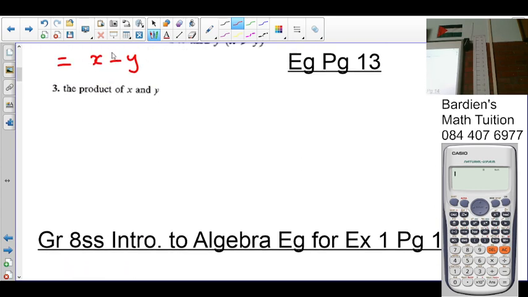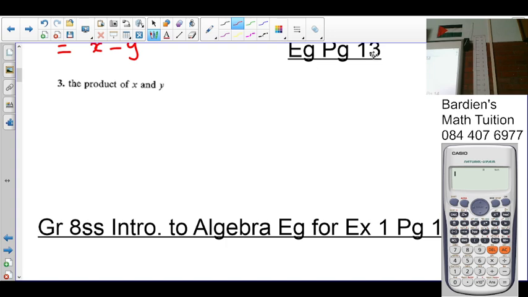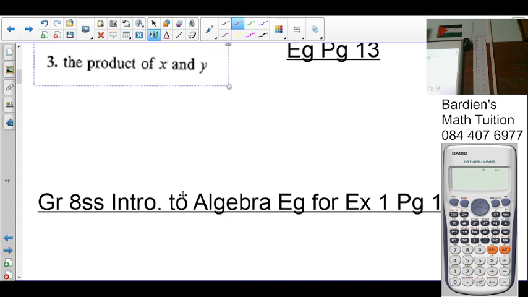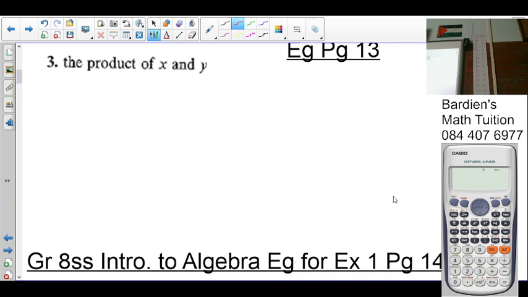Right. Let's look at number 3. Number 3 says the product of x and y. What would that be? X multiplied by y, which is xy.